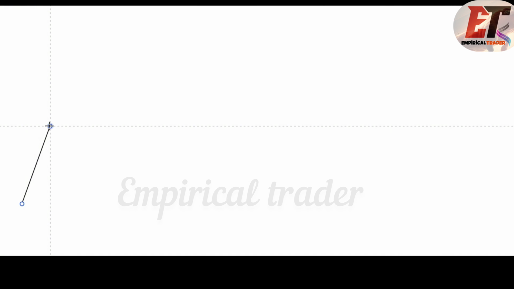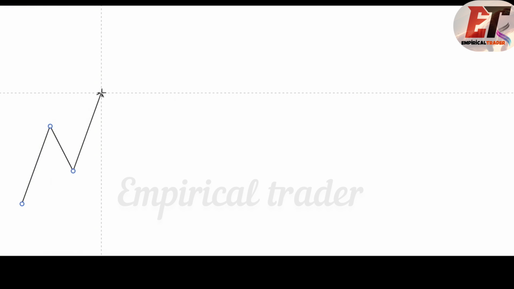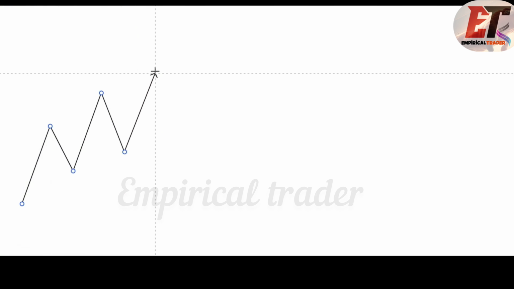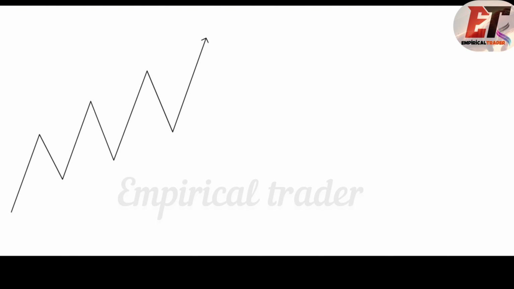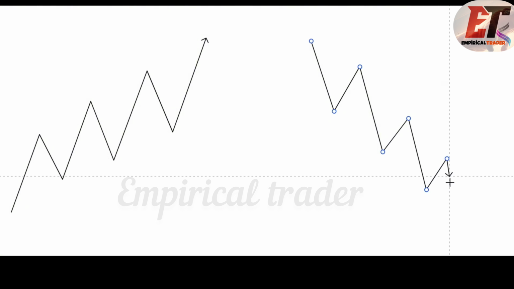An uptrend is a market that forms higher highs and higher lows. It basically means that each swing high that forms is higher than the previous swing high, and also, each swing low that forms is higher than the previous swing low. A downtrend works in the opposite way, where the price action is forming each swing low lower than the previous swing low, and also each swing high lower than the previous swing high.